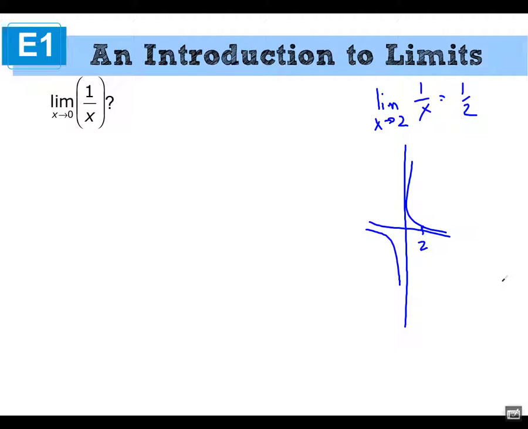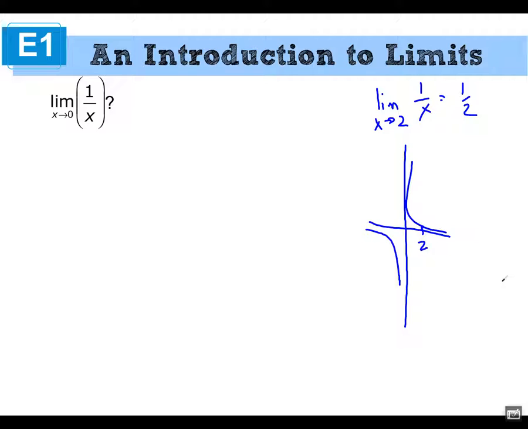What about 0? Wait a minute. It's not possible, because there's a 0 denominator and it's undefined. Good. It's not possible to plug and chug because we get 1 over 0, like you said, it's undefined. So we have to come up with a different way to do this.